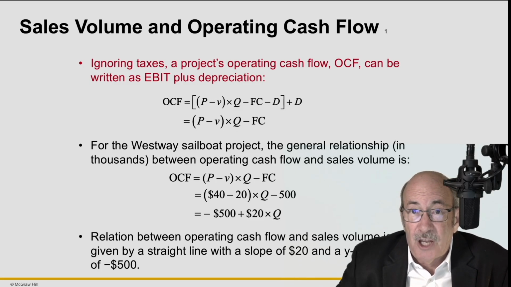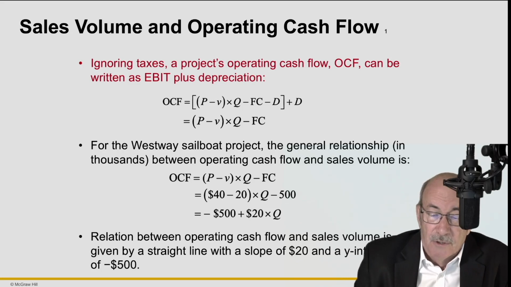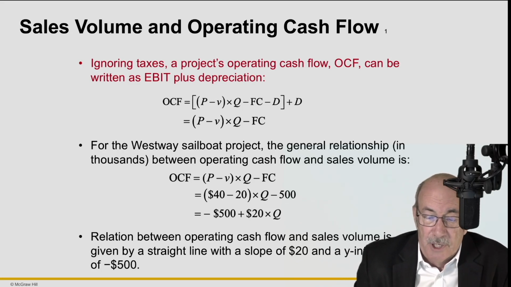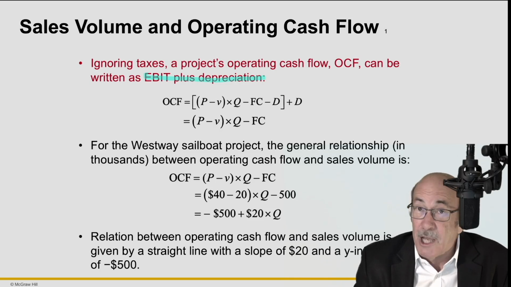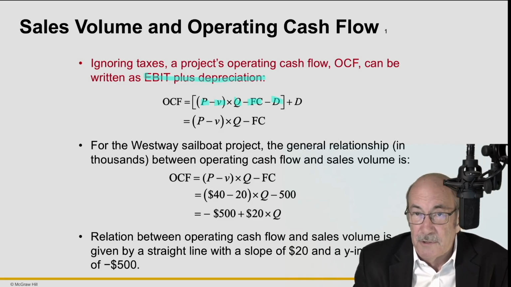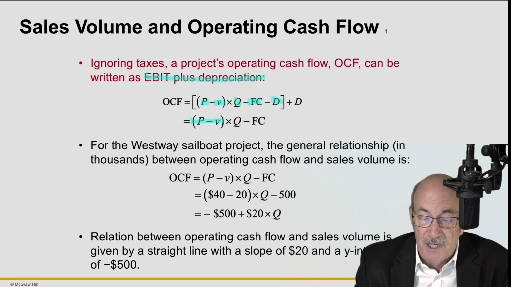It's helpful to look at sales volume and operating cash flow and see what the relation between those two is. So first off, let's get our operating cash flow. When we don't have any taxes, remember that's key, operating cash flow is EBIT plus depreciation. What's EBIT? EBIT is the price per unit minus the variable cost per unit times the quantity, minus fixed costs, minus depreciation. When we do a little bit of algebra there, we get P minus V times Q minus the fixed costs. The D's just cancel out.